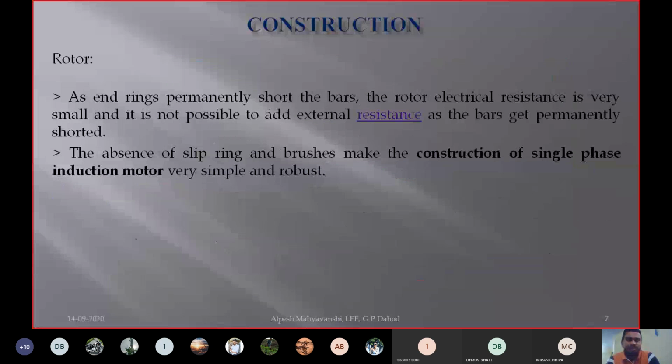The absence of the slip ring and brushes makes the construction of single phase induction motor very simple and robust. Here, slip ring is not there, whereas in a three phase slip ring induction motor there is a slip ring. But in this single phase induction motor there is no slip ring as well as no brushes, so it makes the construction very simple and robust. So this is the stator construction and rotor construction of single phase induction motor.